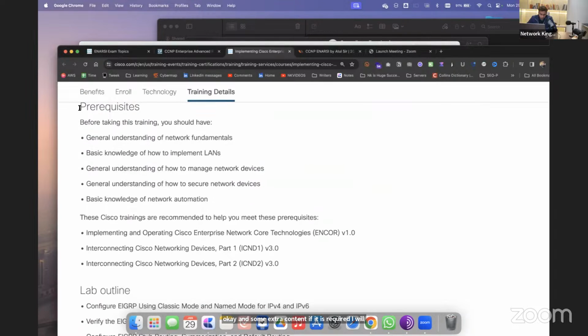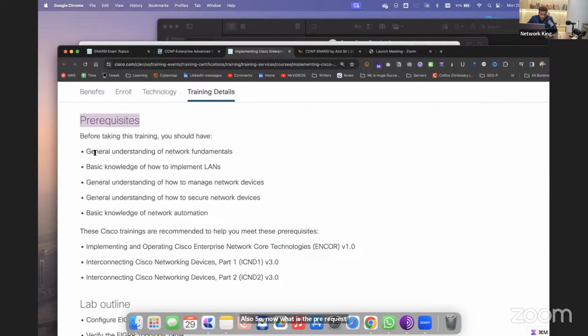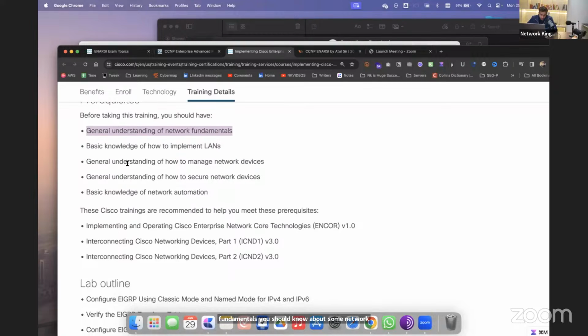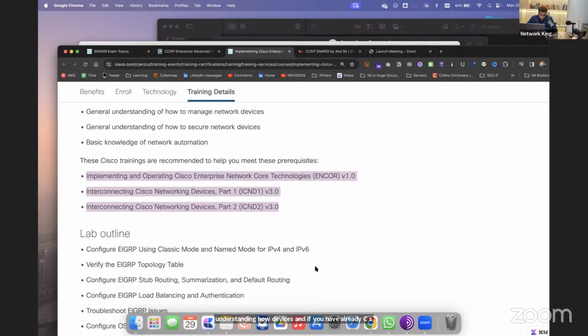Now, what is the prerequisite? What you should already know: you should have basic knowledge of LAN. At least you should know basic VLAN fundamentals. You should know some network fundamentals like the OSI model, TCP/IP, and a general understanding of how devices work. And if you already have CCNA knowledge, that is also a good thing.